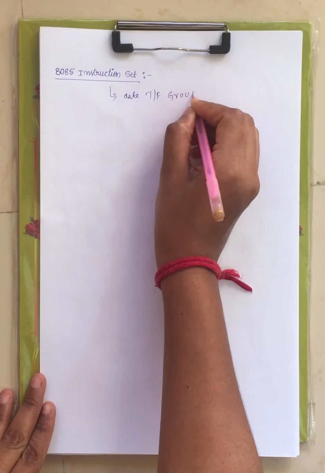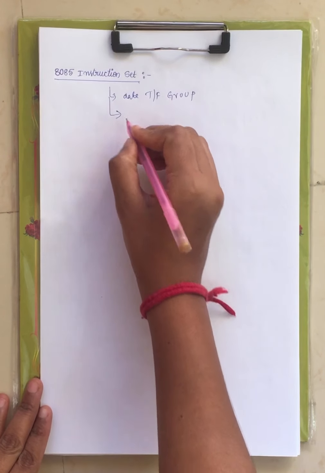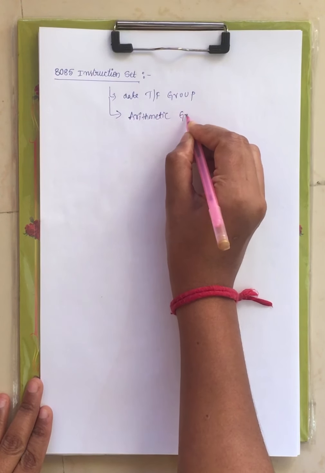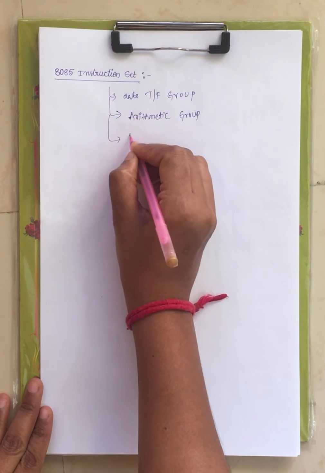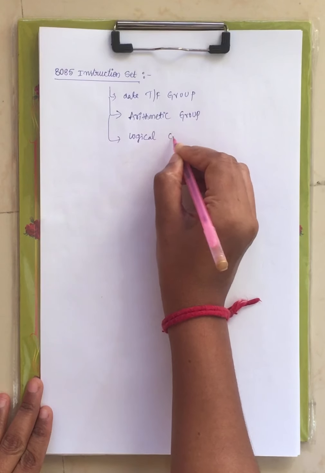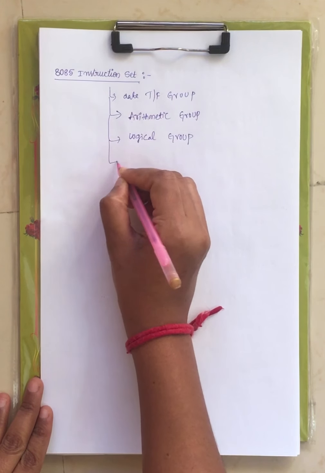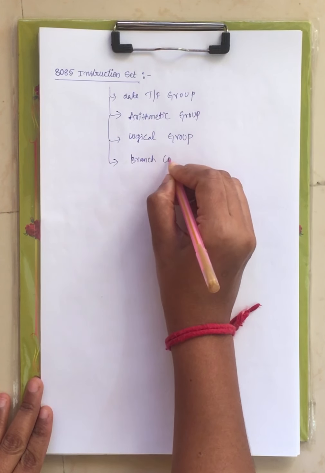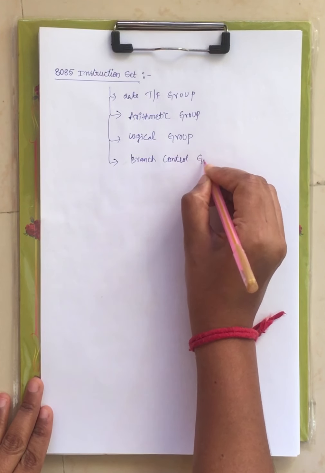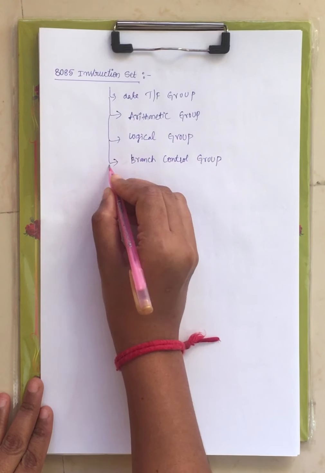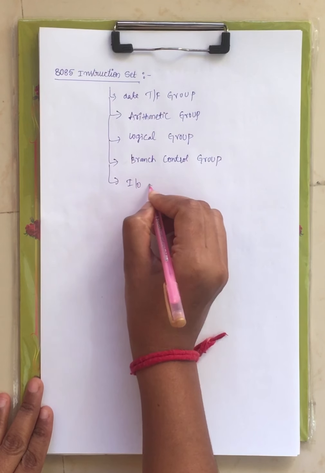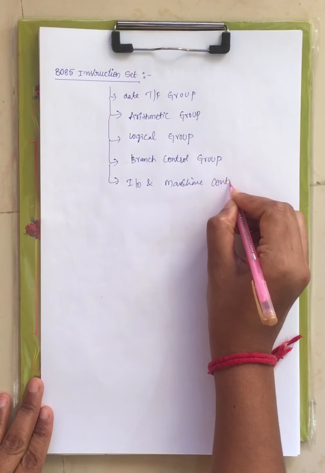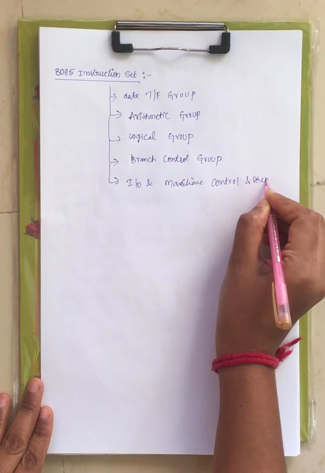The first group is the data transfer group instruction set, and next you have the arithmetic group, and next you have the logical group, and next you have the branch control group, and next you have the I/O and machine control group, machine control and stack group, right?